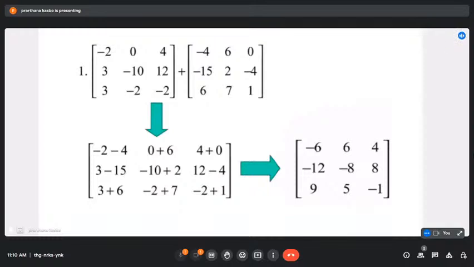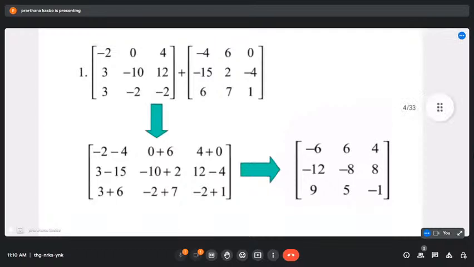These are the rows and columns: -2, 3, 3, 0, -10, -2. These are the columns. So how to add the matrix?